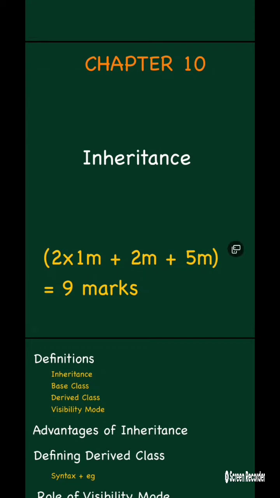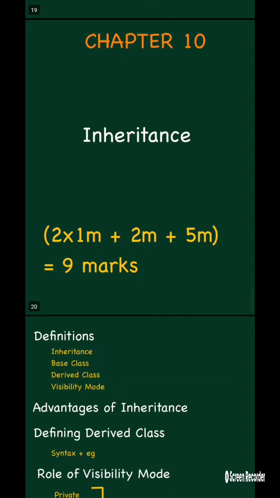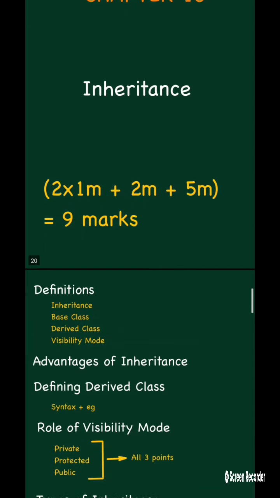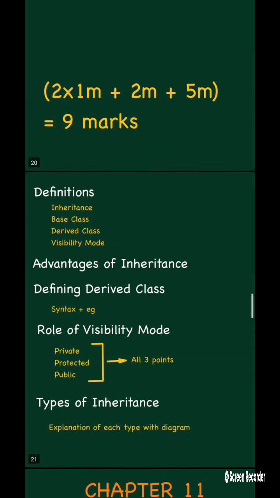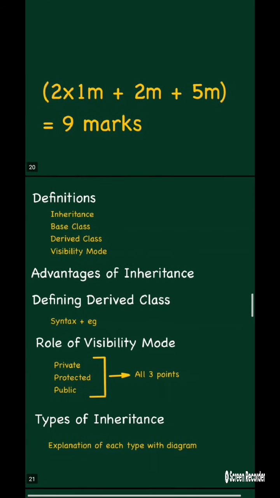Students, in this session we'll see important topics from chapter 10, that is inheritance. In this chapter, in total, you will be getting 9 marks: 1 mark 2 questions, 2 marks 1 question, and 5 marks 1 question will be there. So these are the marks distribution of the inheritance chapter. Then we'll see what the important topics to be covered from inheritance are.